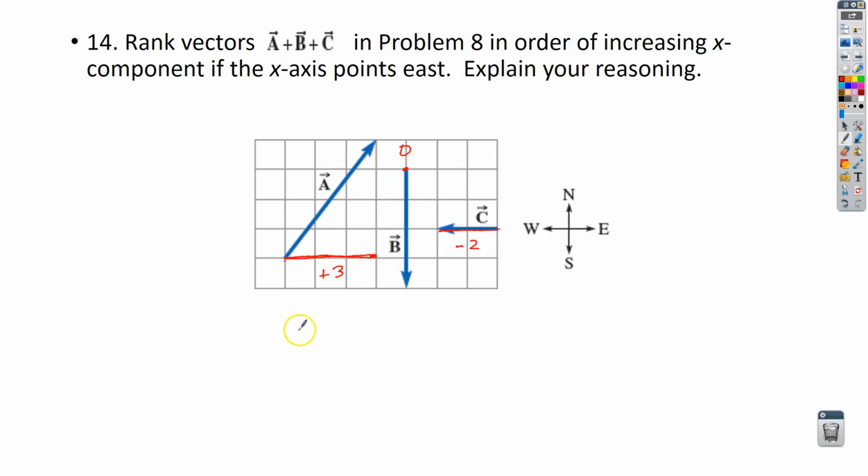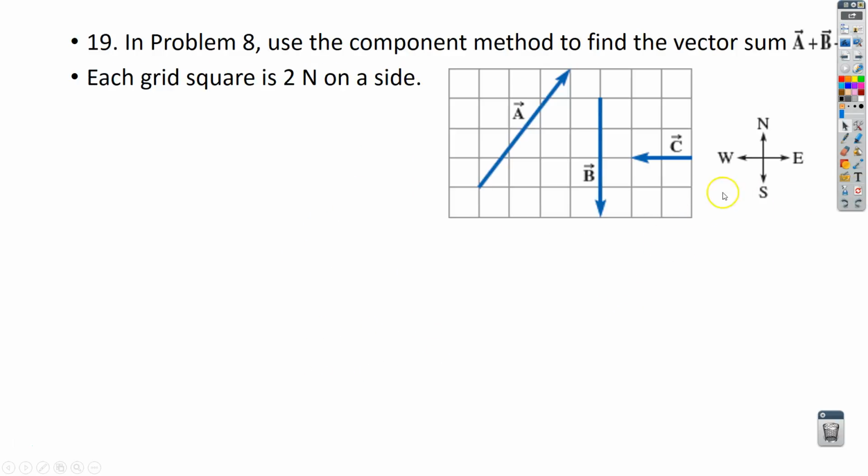And so if we want to rank these, it would be pretty easy to do. We could just say that this would be C in the x is the smallest value because it's negative 2, followed by Bx because it's 0, and then finally we have Ax because it is positive 3. So negative 2, 0, and positive 3. And that's number 14.